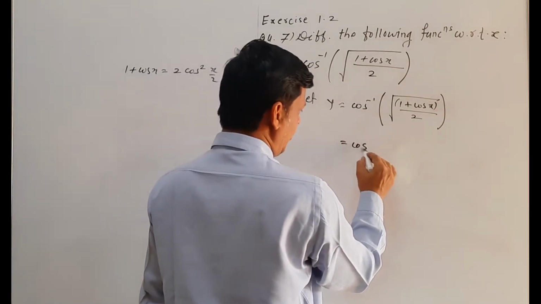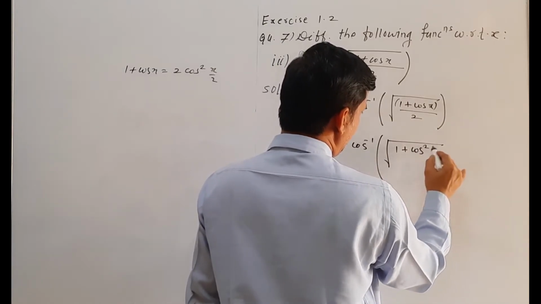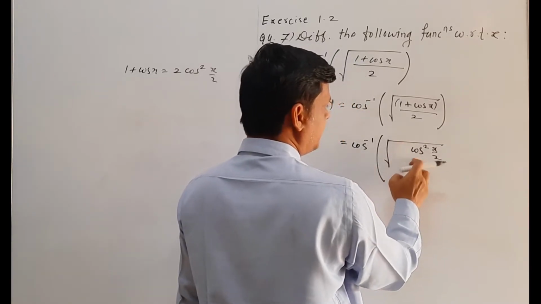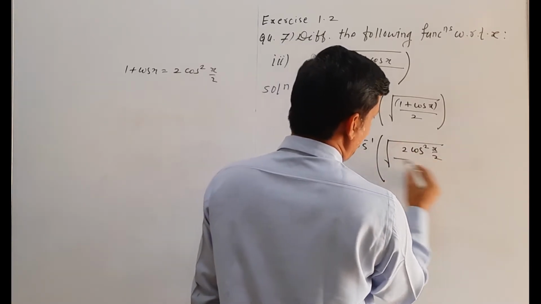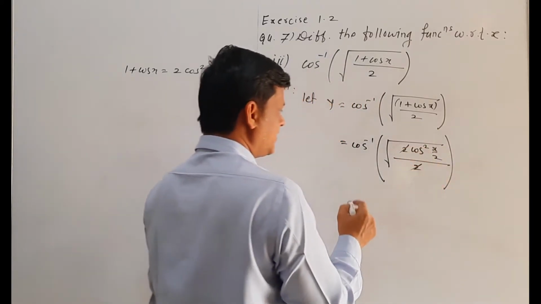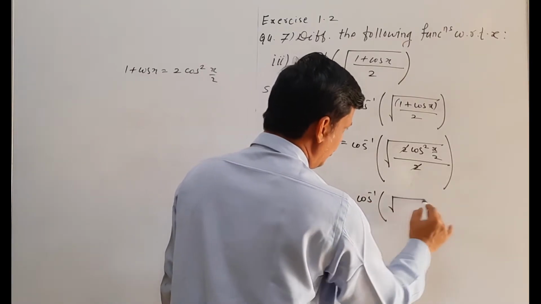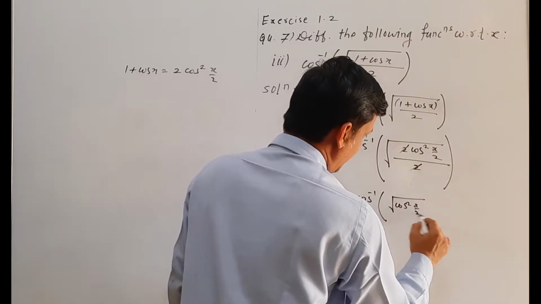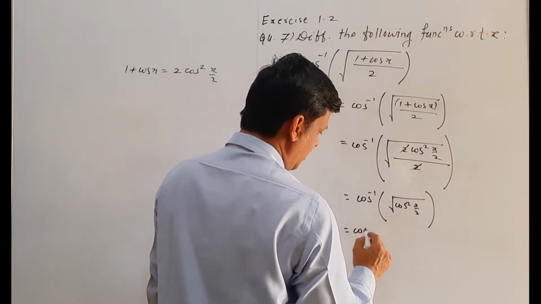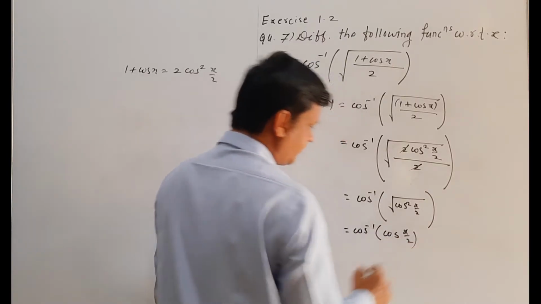So we write here cos inverse of root of (1 plus cos x) by 2. So this 1 plus cos x we replace by 2 cos square x by 2, upon 2 as it is. So this 2 gets cancelled in the next step. So we write here cos inverse of root of cos square x by 2. So here square and square root get cancelled. So we write here cos inverse of cos x by 2.